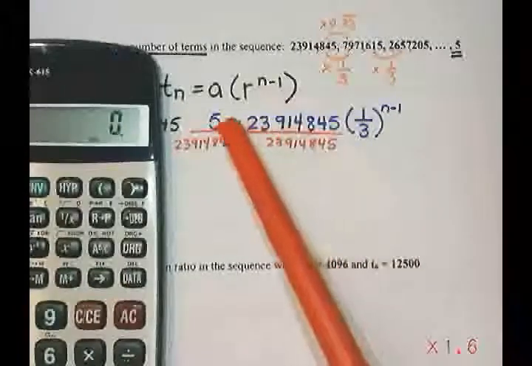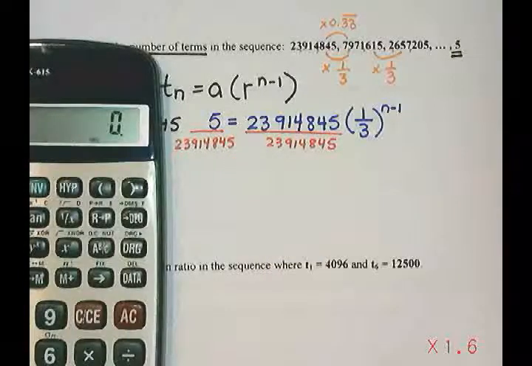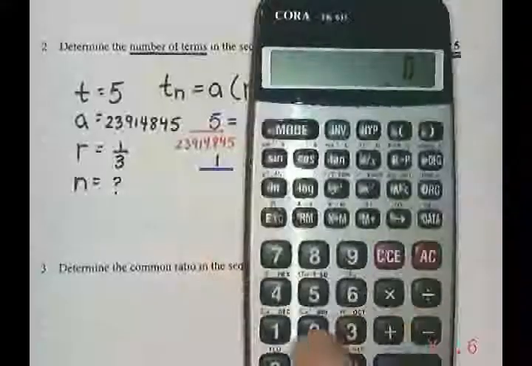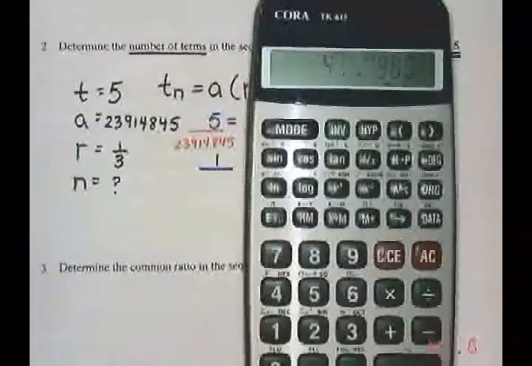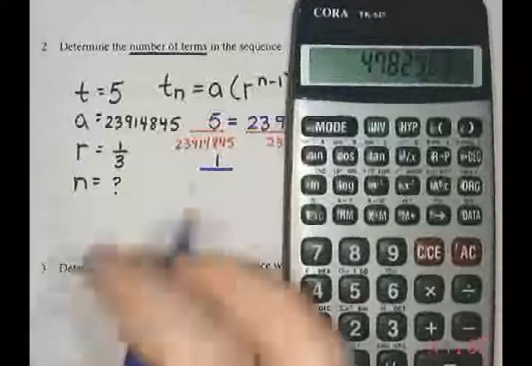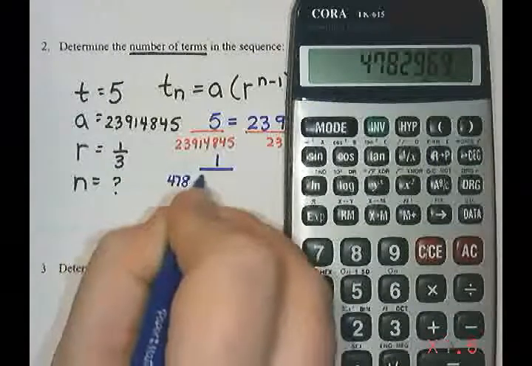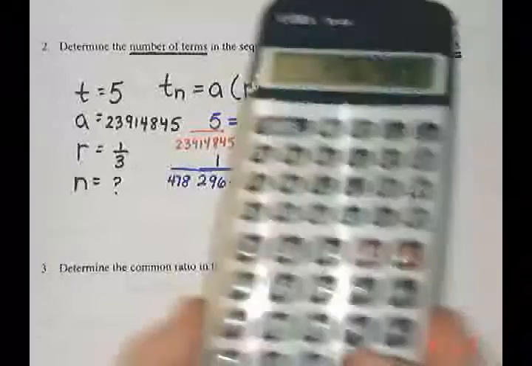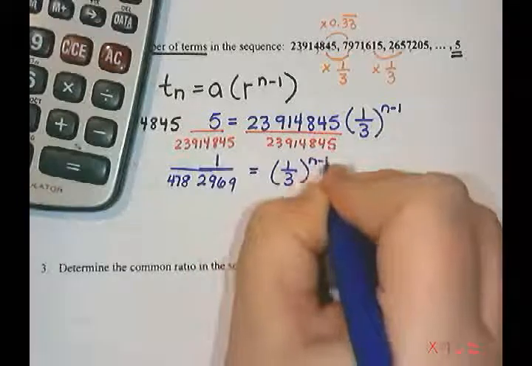So I see that the number on the top is a 5. I see that the last digit of the bottom number is a 5, which tells me that both of these numbers are divisible by 5. So I'm going to divide 5 divided by 5, which is 1. And then I'm going to take 23,914,845 and divide that by 5 as well. So didn't make it a whole lot better, but it is a little bit smaller. So I have 4,782,969, and that equals 1/3 to the power of n minus 1.